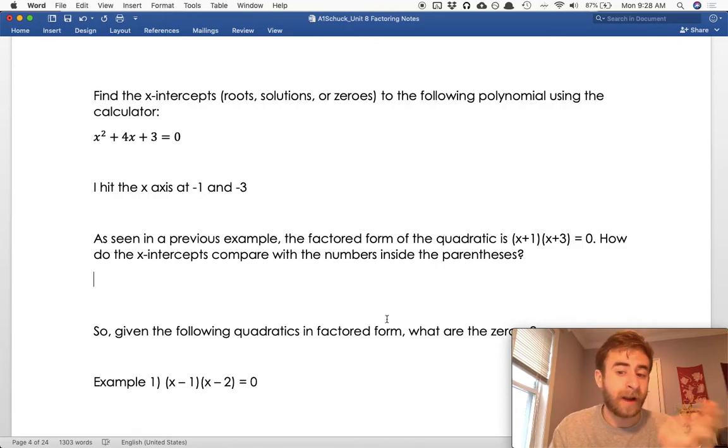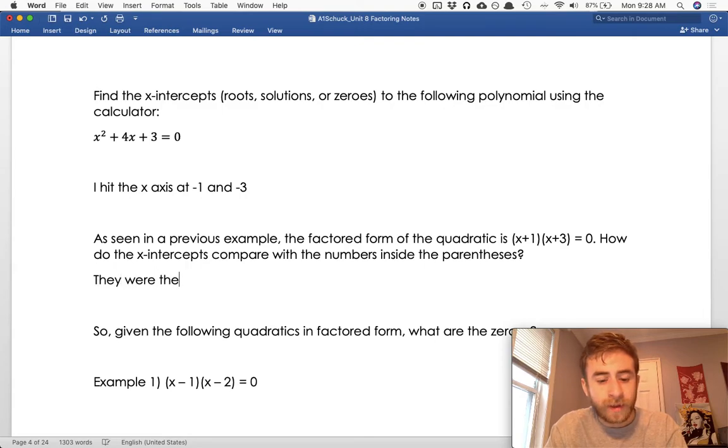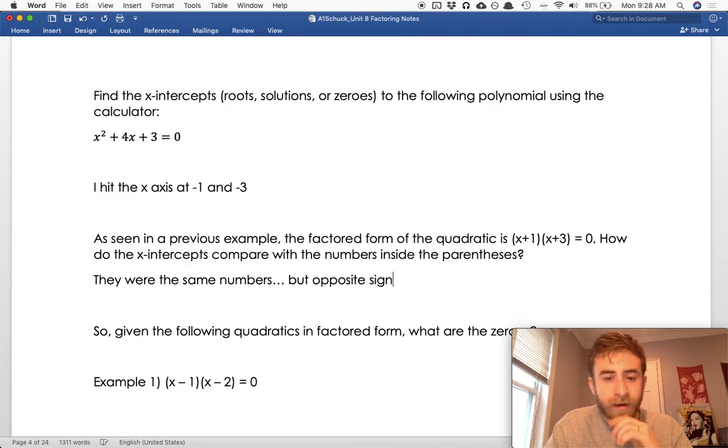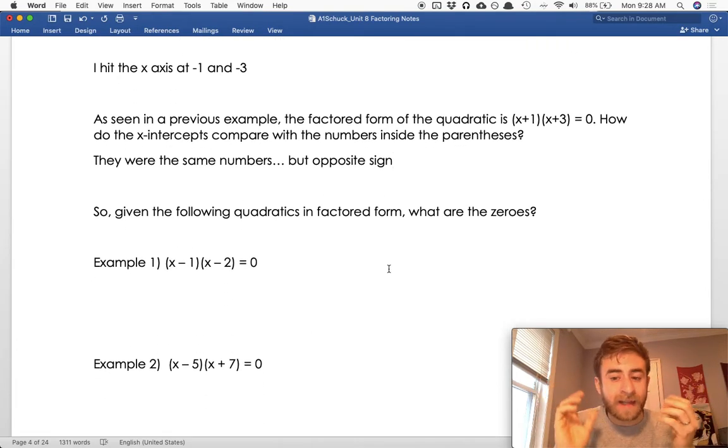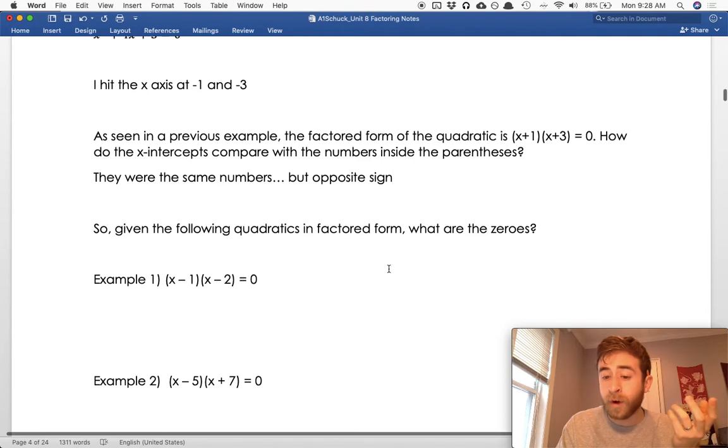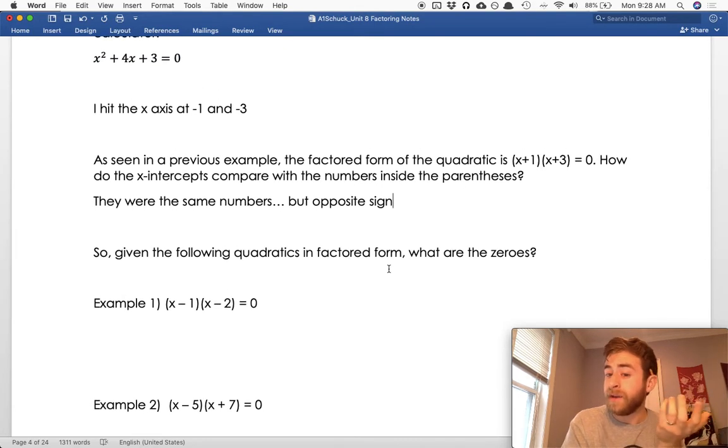All right, I'll say it now. The video already paused for you. They were the same numbers, but opposite sign. My x-intercepts were at -1 and -3. My factors were x plus 1 and x plus 3. So the numbers were the same, 1 and 3, just the opposite sign. That's why this algebraic form of factoring is going to be important when we learn it in the future. Instead of having to graph it on a calculator, you can do it algebraically and find it from the factors.